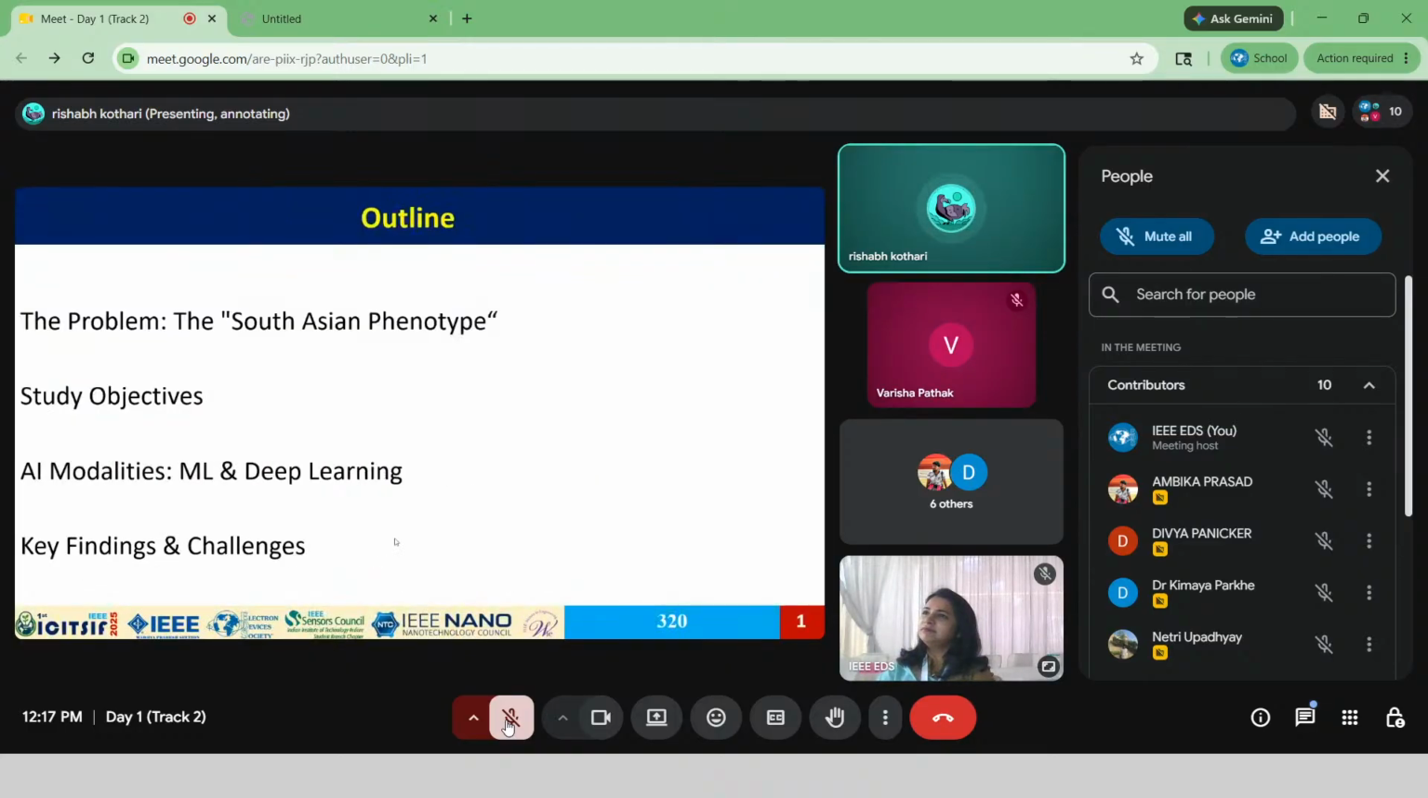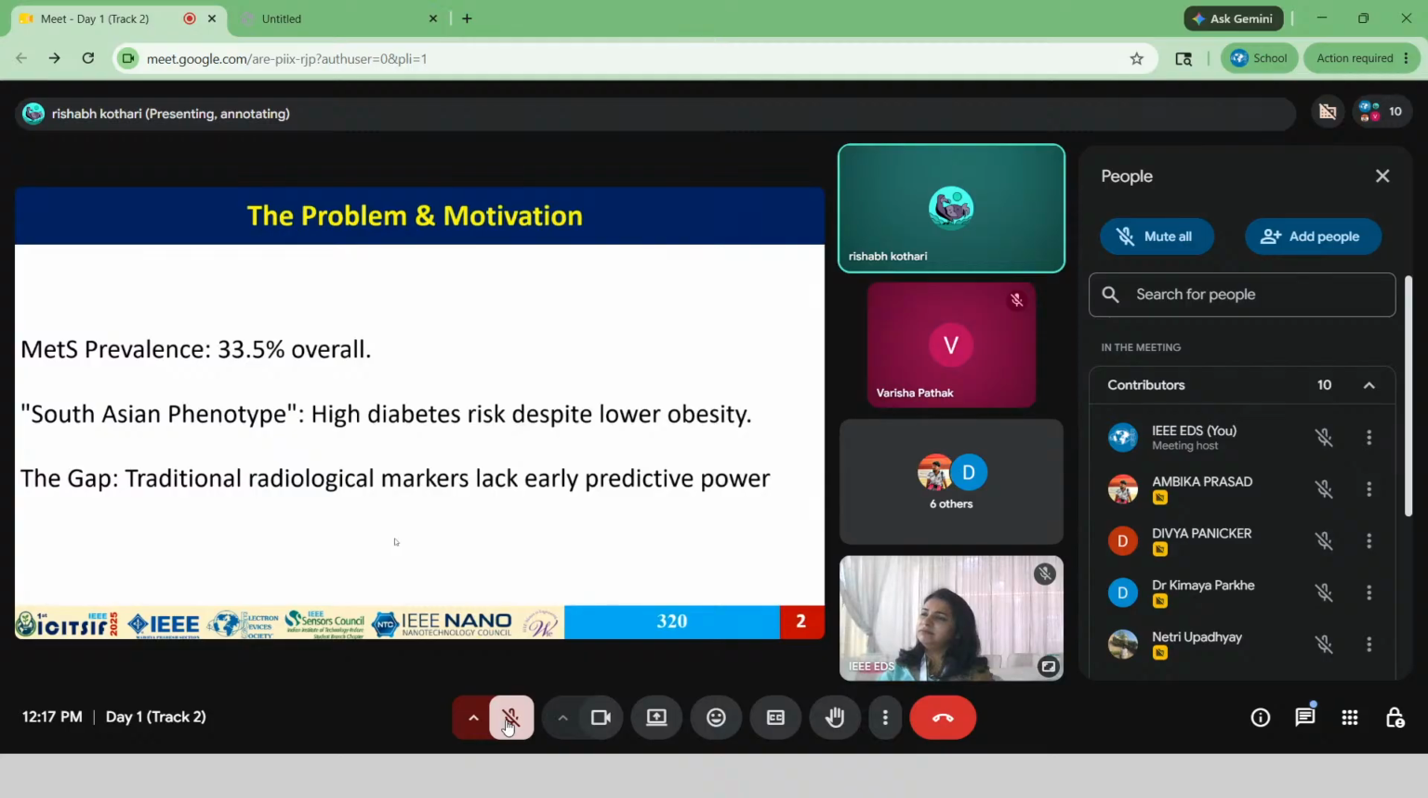I will briefly outline the unique cardiometabolic problem facing the Indian demographic, state our research objectives, talk about how machine learning and deep learning models are outperforming traditional diagnostic markers, and mention the key findings and challenges. Asian Indians face a massive 33.5% prevalence of metabolic syndrome. This is largely driven by the South Asian phenotype, a genetic predisposition to developing type 2 diabetes and cardiovascular disease even without severe obesity. Traditional radiological methods are simply too slow and imprecise to catch these risks early enough.